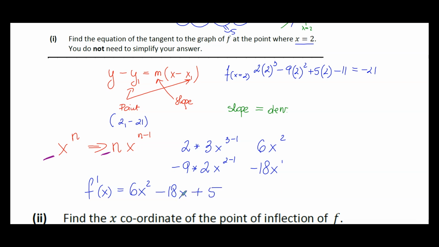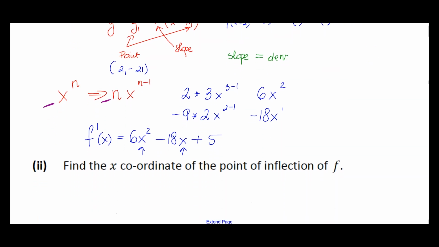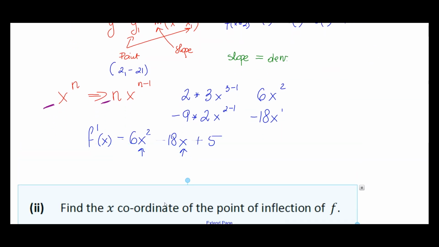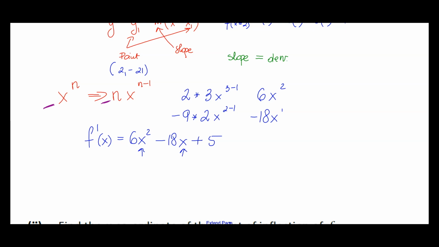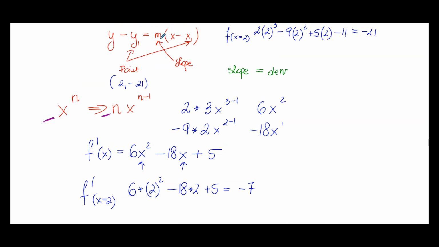So what do I need to do with that? I need to find the value of the derivative when x is 2. So all we do here, we replace x with 2. So I'm looking for the value of the derivative when x is 2. So 6 multiplied by 2 to the power of 2, minus 18 multiplied by 2, plus 5. And again, we put all of that in our calculator, press equal, and we get minus 7. So minus 7 is the slope.